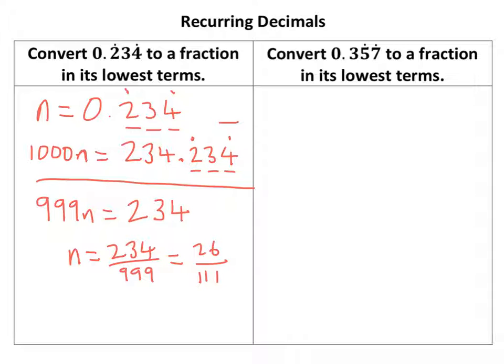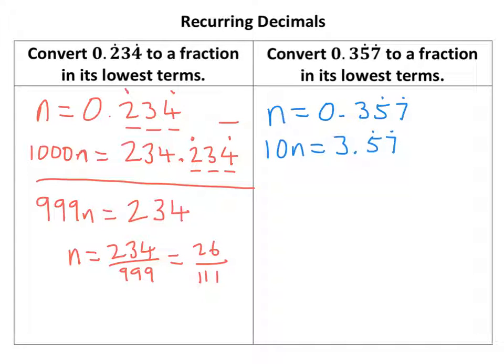Same sort of thing with this. I'll do this one in blue. So we get n equals 0.357 recurring. Now, where the dots are means it's 0.357575757. So the 3 doesn't recur. Alright, so what we're going to do first of all is multiply by 10 so that the recurring bit is right next to the decimal point.